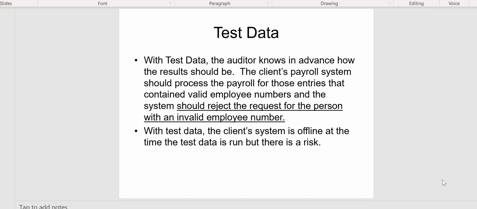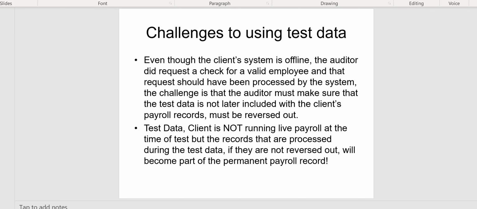With test data, the client system is offline at the time the test data is run. So the client is not running their payroll while the auditor is doing this test, but there still is a risk, even though the client's not running live. Even though the client system is offline, there's still a risk to using test data, because the auditor did request a check for a valid employee, and that request should have been processed by the client's system.